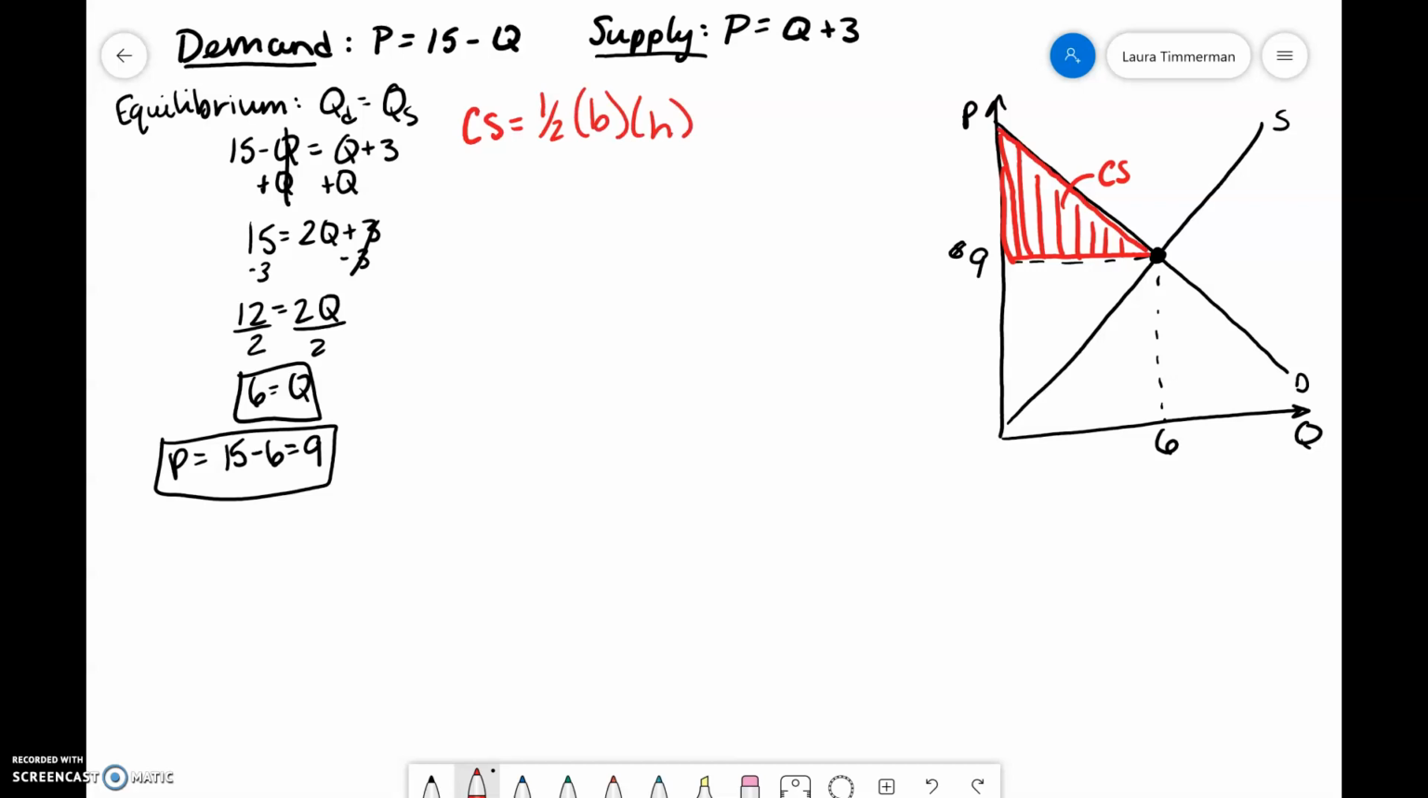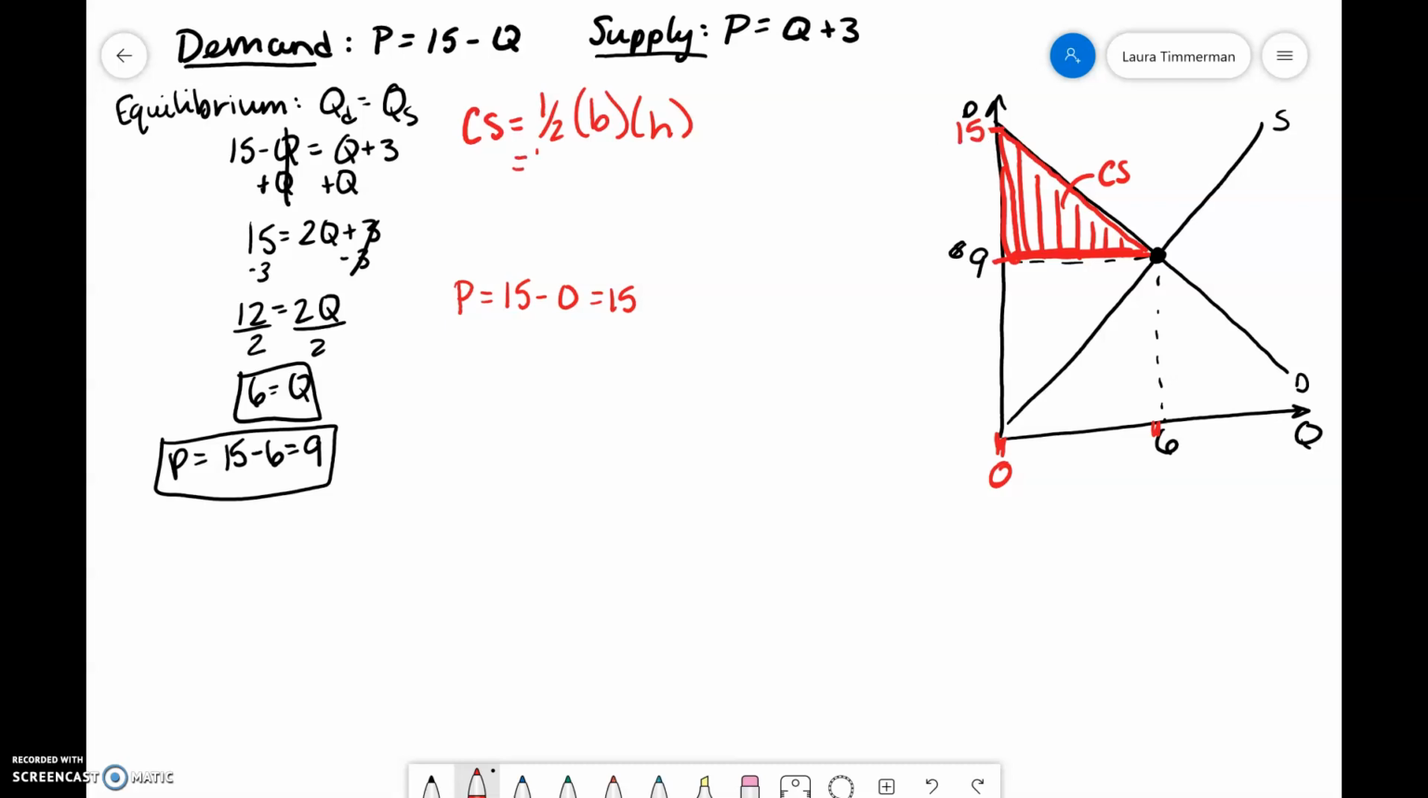And we have the base, because that just goes here from 0 to 6. But we don't have the height, because we know it goes to 9, but we don't know this point up here. In order to find that point, it is the place on the demand curve where the quantity is 0, right? Because this quantity here is 0. So what is the price when quantity is 0? Well, we take our demand equation, we plug in 0 for quantity, and we get that that price is 15. So that's no longer unknown. We know that it's 15.